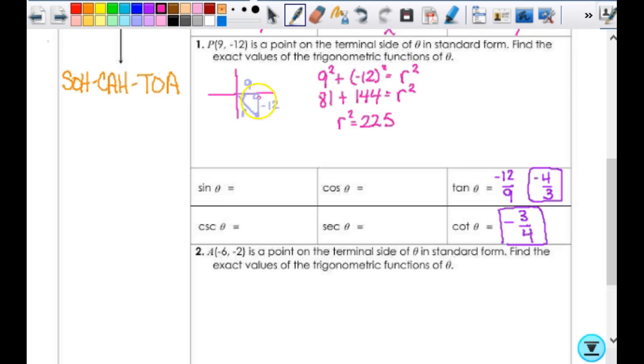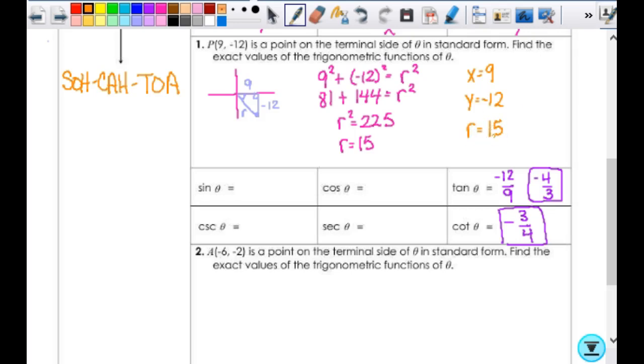This length is technically a positive 12 because it's a distance. The y value is just negative 12. That's why I put that. But the length here of the hypotenuse is always going to be positive, so r is just equal to 15. Okay. So what I got from all of that then is that, again, I know my x value is 9. That's coming from the ordered pair. My y value is a negative 12. And then my r value is 15.